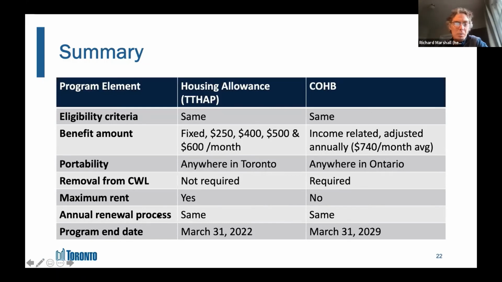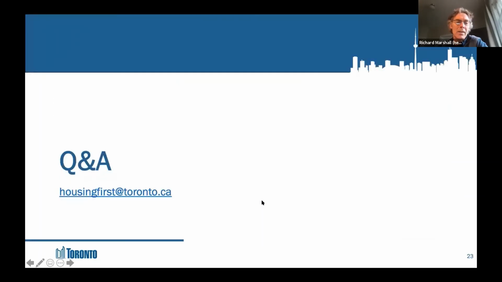The annual renewal process is basically the same for both programs, as Catherine outlined. And then the program end date currently, at least, for the housing allowance is March 31st, 2022, and for COB, March 31st, 2029. And yeah, now if we could open for questions.